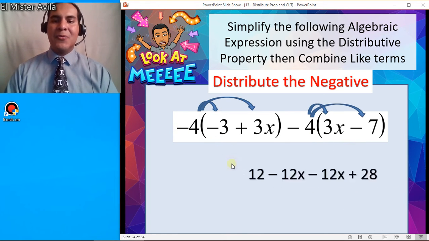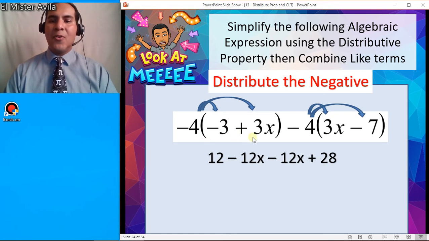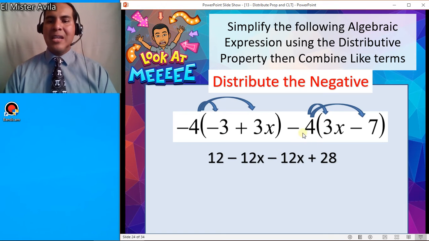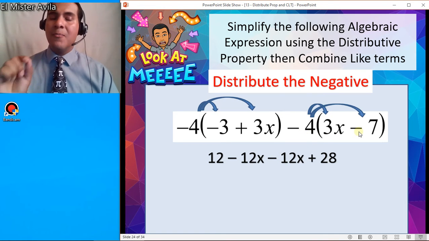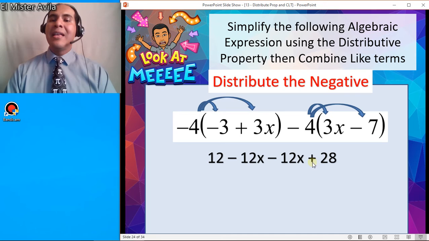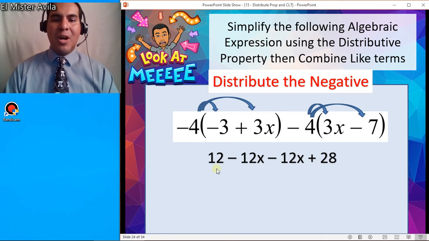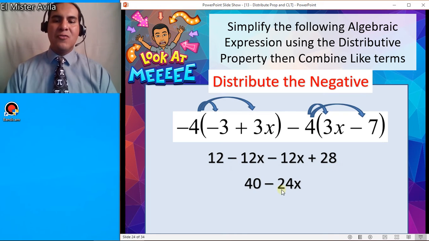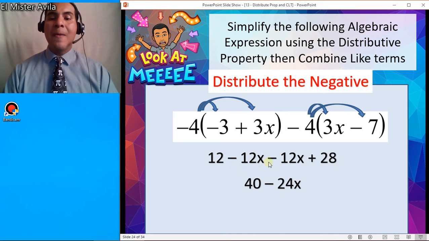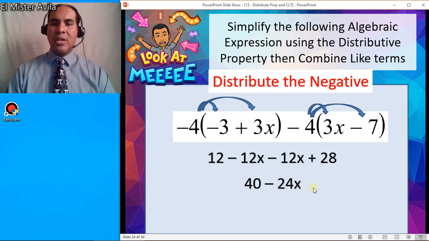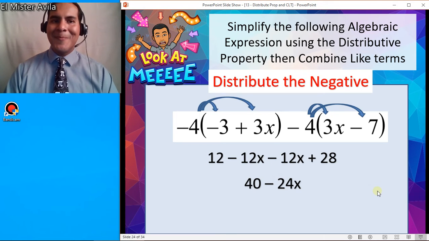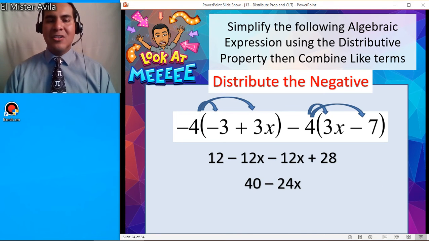Negative 4 times negative 3 is positive 12. Negative 4 times 3 is negative 12. Negative 4 times 3 is negative 12. And negative 4 times negative 7, a negative multiplied by a negative always gives us a positive. That's positive 28. Now we're going to combine our like terms. The 12 is going to combine with the 28. That gives us 40. And the negative 12 minus 12 is negative 24. Okay? So we end up with 40 minus 24.